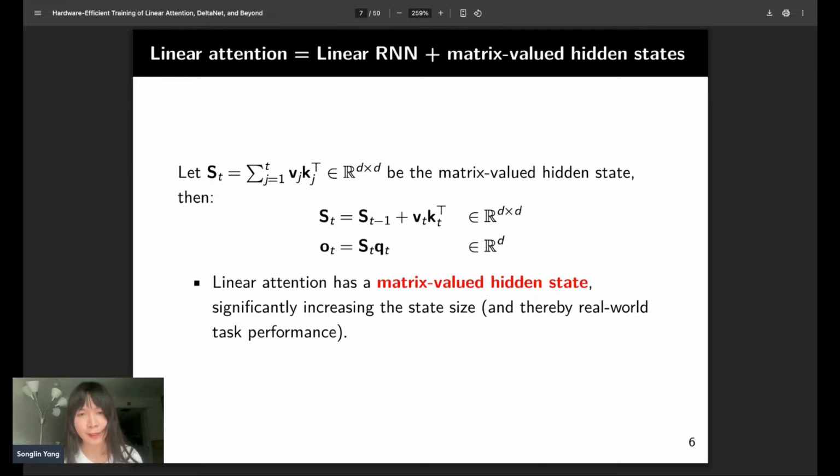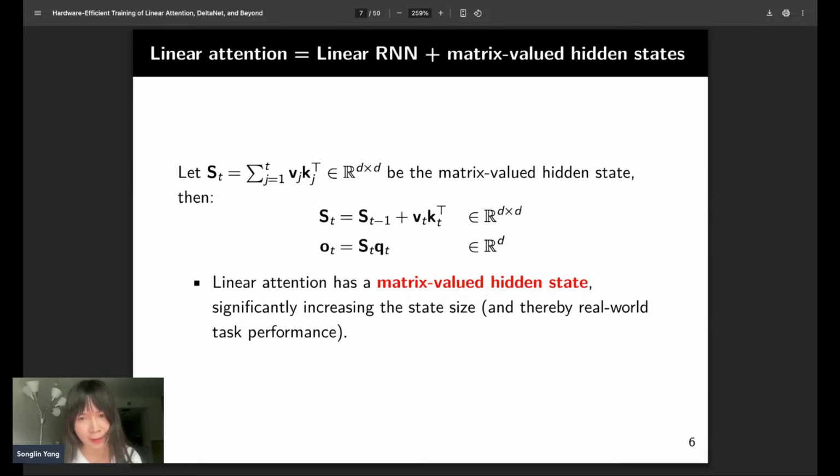And we also know that in this case, the recurrent hidden state is of size d by d. In classical RNNs like LSTMs and gated recurrent units, the recurrent state size is often on the scale of d, which is the input dimension. And now the recurrent state size is on the scale of d square.